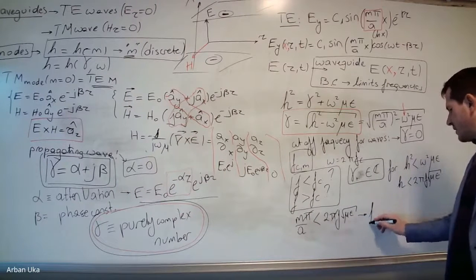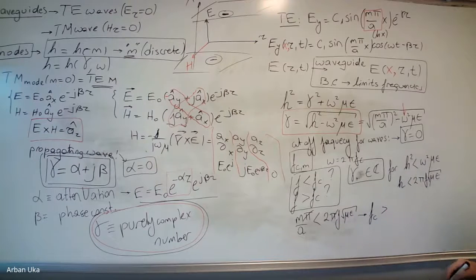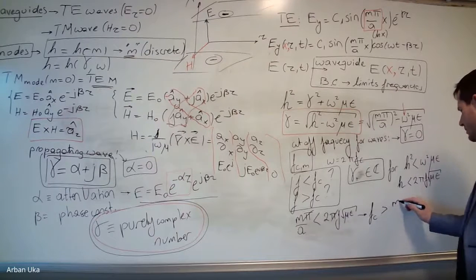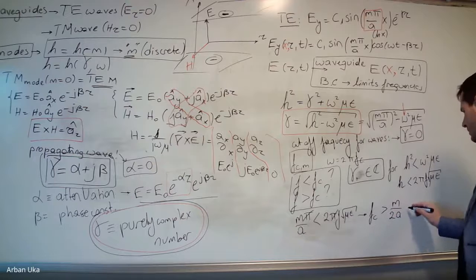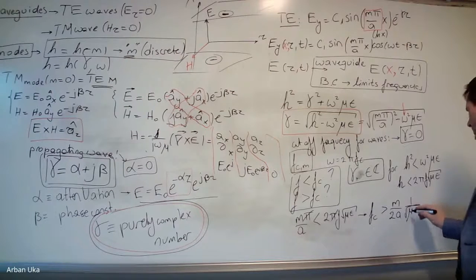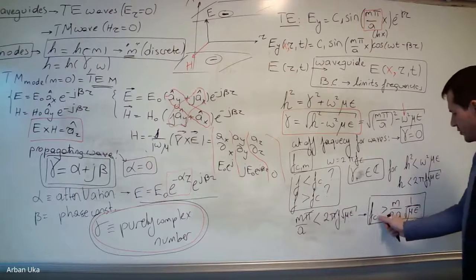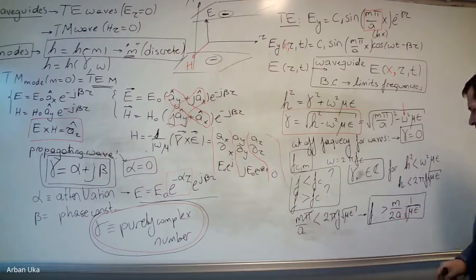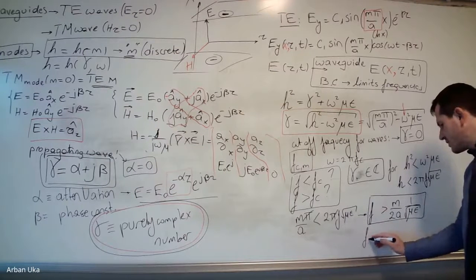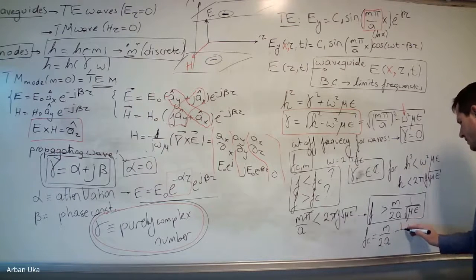This implies that the f, or the cutoff frequency, because this is on the larger side, is larger than m over 2a times 1 over the square root of mu permeability times permittivity. Now, actually this is wrong: the frequency should be larger than this. And this means that the cutoff frequency, the Fc, is equal to m over 2a times 1 over the square root of these parameters.